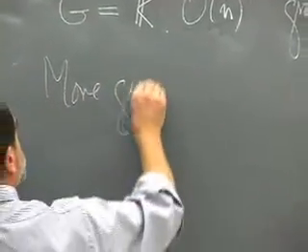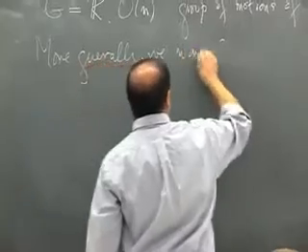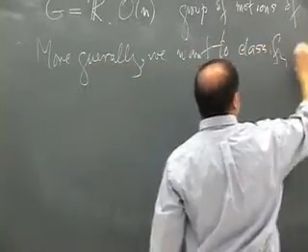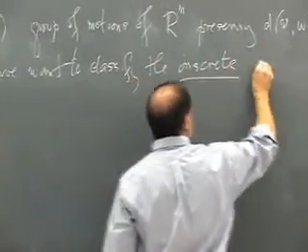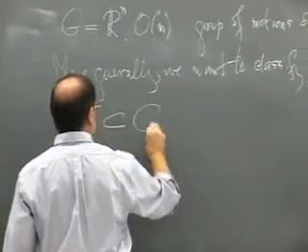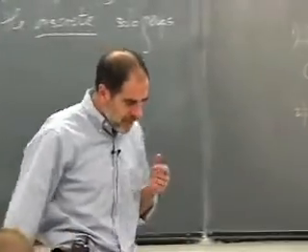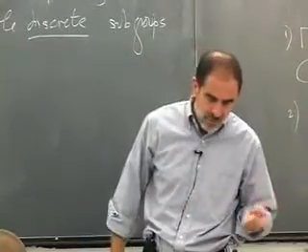More generally, we want to classify the discrete subgroups gamma in G. I'm going to say what that means. So a discrete subgroup means the following. Remember that elements in G are products of translations and rotations.